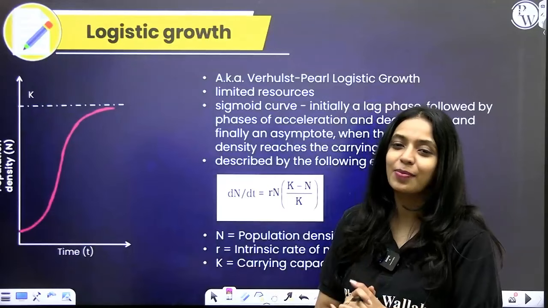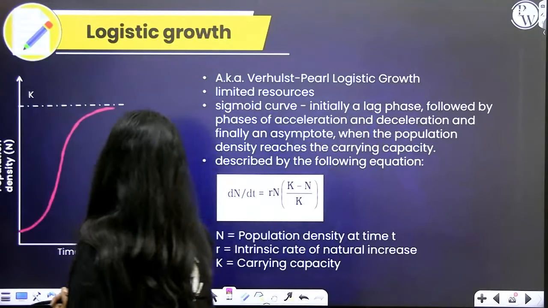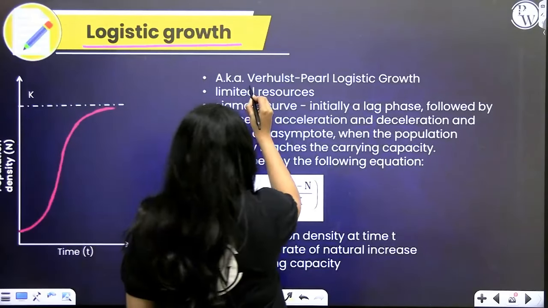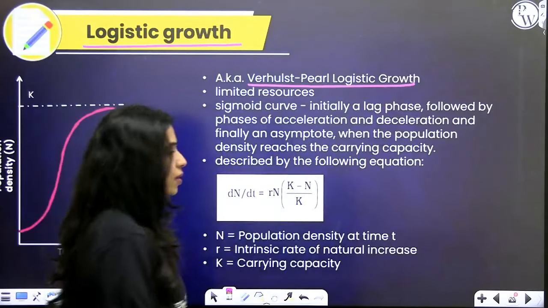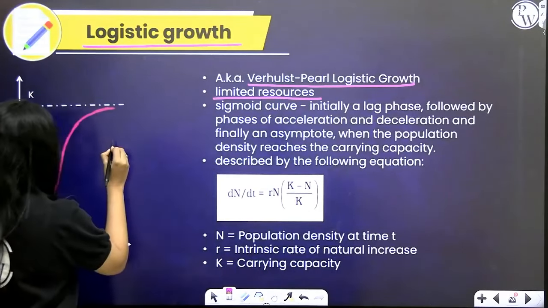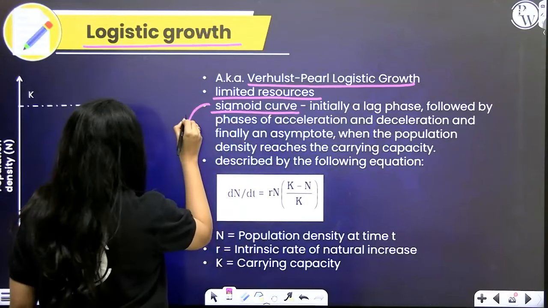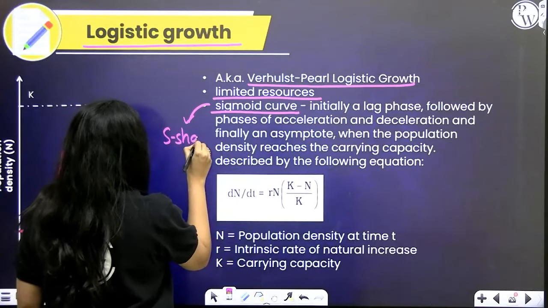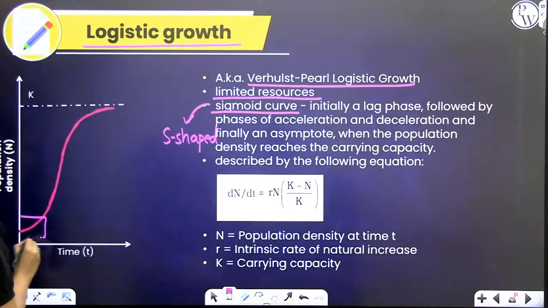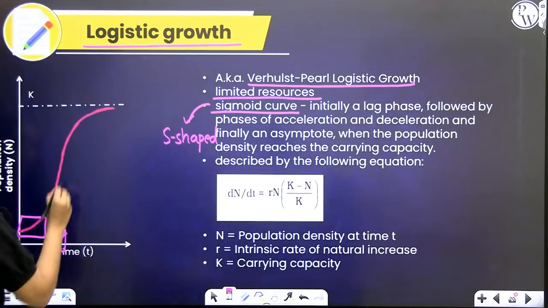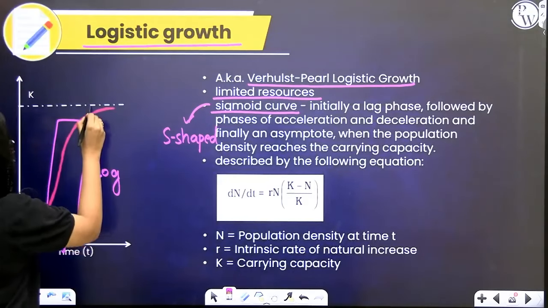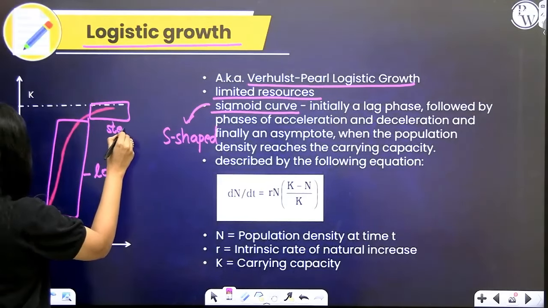All right. Whenever resources are limiting, I said there is another kind of growth that happens. That is the logistic growth. This is also called Verhulst-Pearl logistic growth. Like I already mentioned, the condition here is limited resources. Here you can see an S-shaped curve, which is called a sigmoid curve. In a sigmoid curve, you can typically see three phases. Initially, there is a slow growth, it is called the lag phase. Then you have exponential growth, which is called the log phase. Ultimately, you have the steady phase.